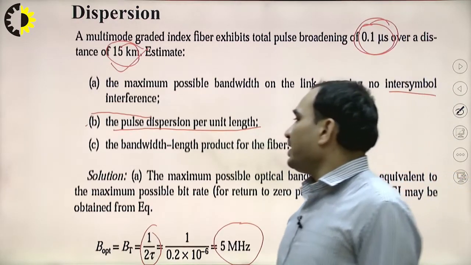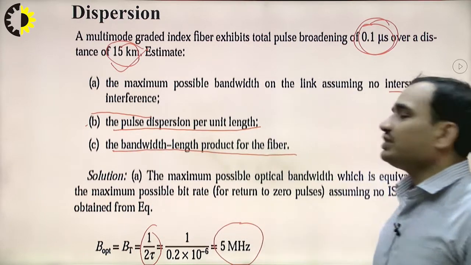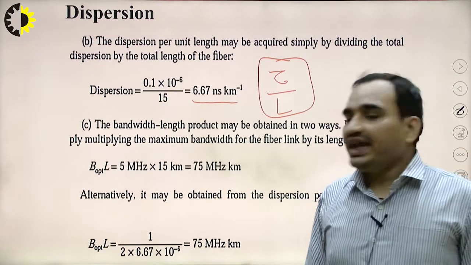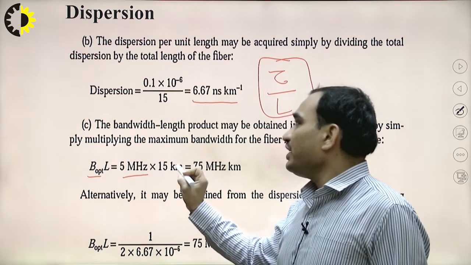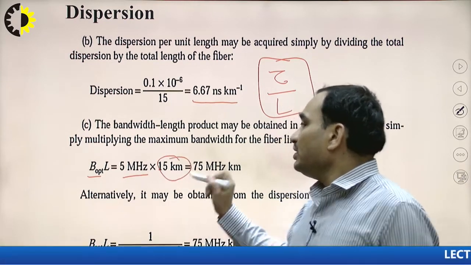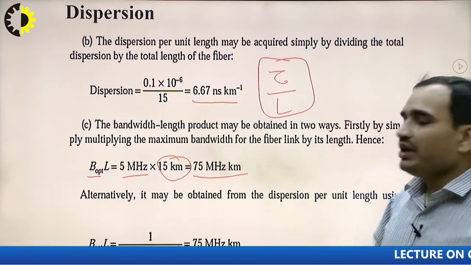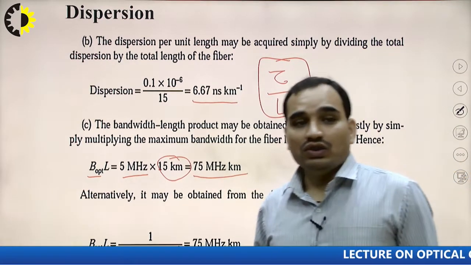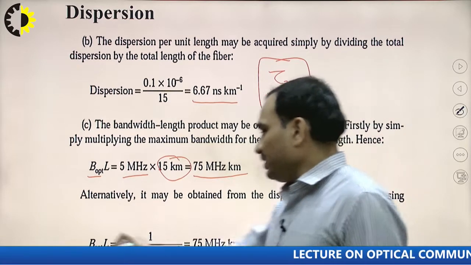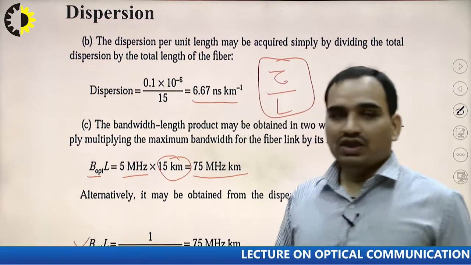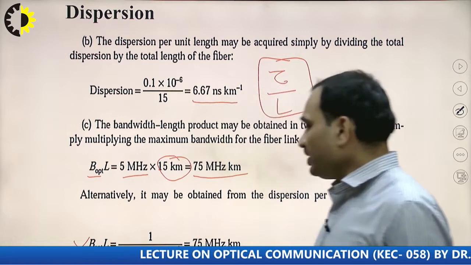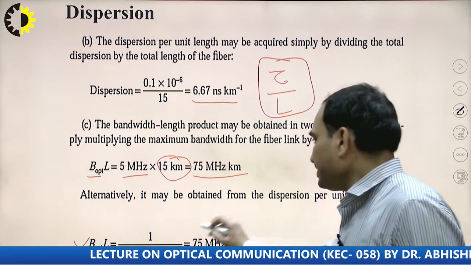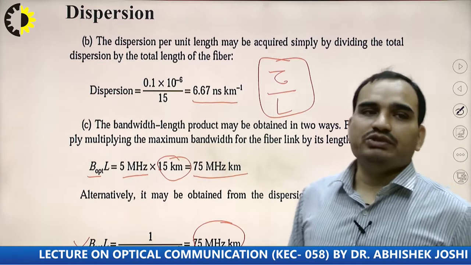Now, the third part, that is the bandwidth length product for the fiber. The bandwidth we have calculated as 5 megahertz, multiplied by 15 kilometers. So we are having 75 megahertz kilometer. The alternate solution can be simply multiplied: 1 by 2 tau multiplied by kilometer, that is length, we are getting 75 megahertz kilometer.